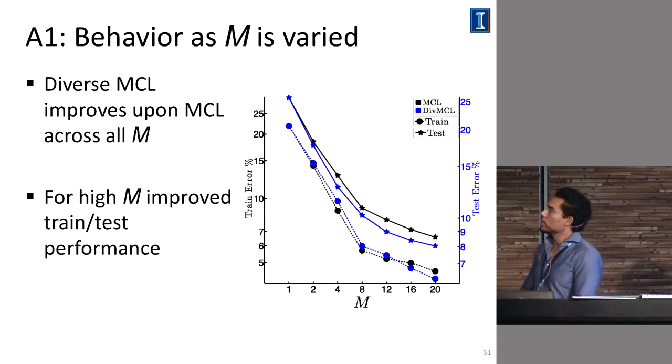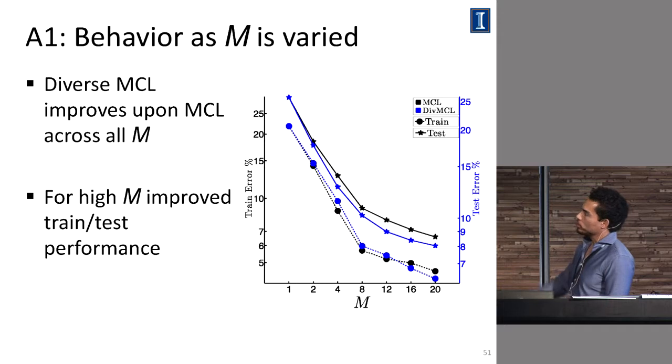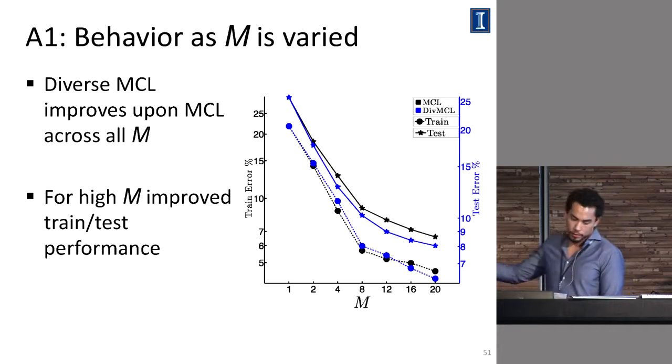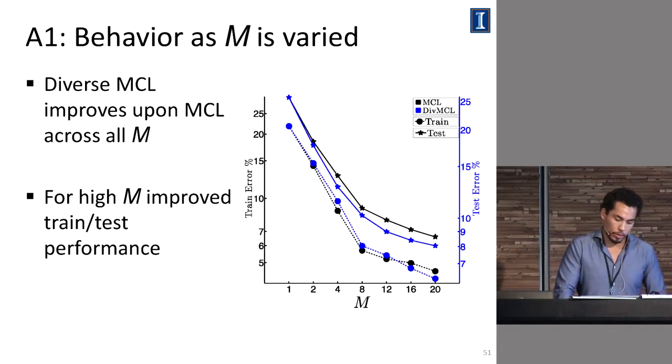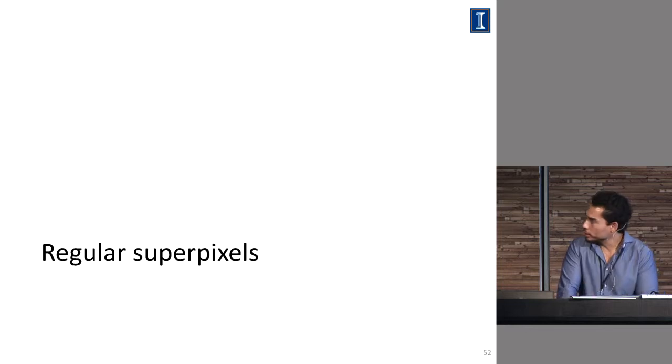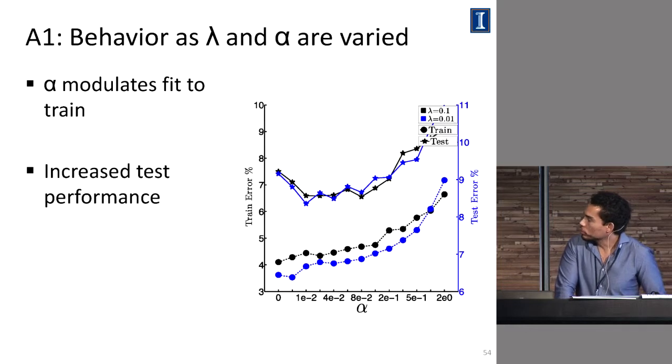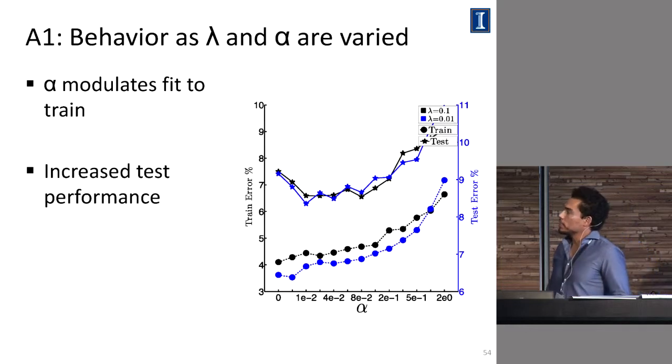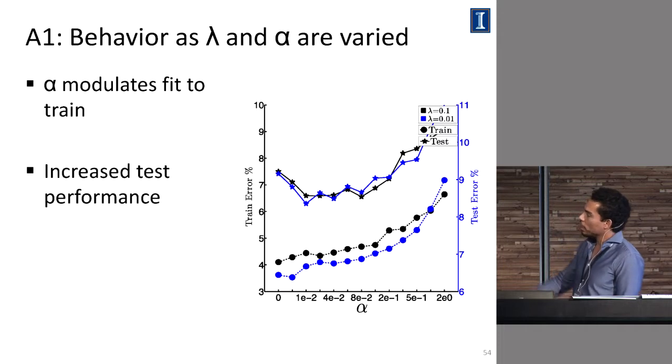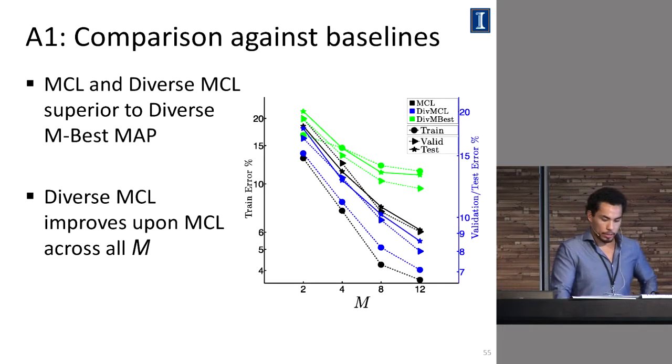Now the trends as we increase the size of the tuple, M. Again, the diversity component helps throughout all M. And we see that for very high M, performance is better for both train and test. And with regular superpixels, we see similar trends. Again, alpha modulates the fit to train and leads to increased performance at test time.